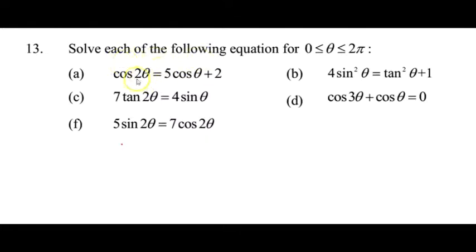Now, for this question, we're going to solve those 5 equations for theta in the range from 0 to 2 pi, meaning that our answers should all be in radians because the theta is given in radians here. So first, let's look at the first example, A.